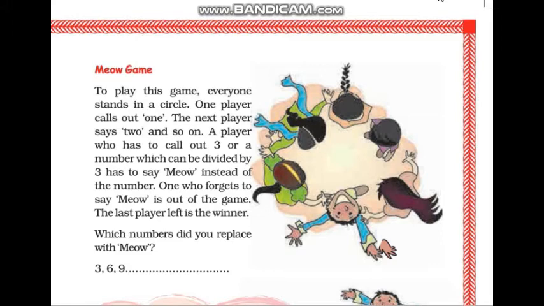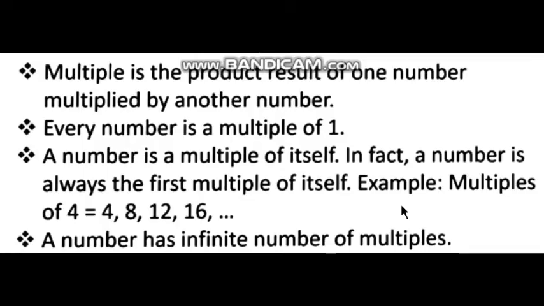In the previous session, you learned up to the topic Meow Game. And before proceeding further, let us revise what we did in the previous session. You learned what is a multiple. A multiple is the product result of one number multiplied by another number. Every number is a multiple of 1. A number is a multiple of itself. In fact, a number is always the first multiple of itself. Example, multiples of 4. So 4, a number that is itself a multiple of 4.